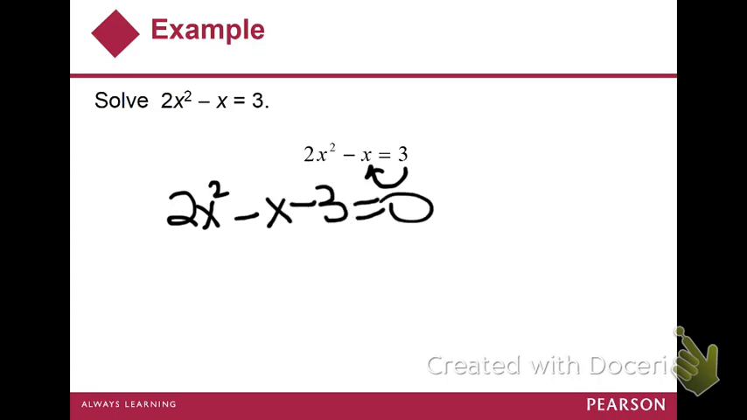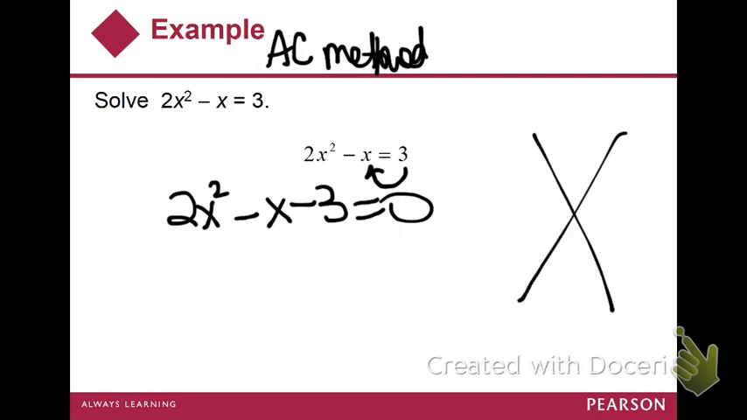Now I have this in standard form. And now I'm going to use a method that's called the AC method to solve this and to get this by itself. It starts with making a big old X right here and doing what I call prep work. The prep work is this. Whatever my A term is, it's going to go in both of these places.